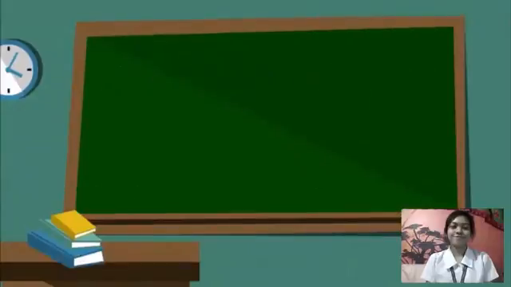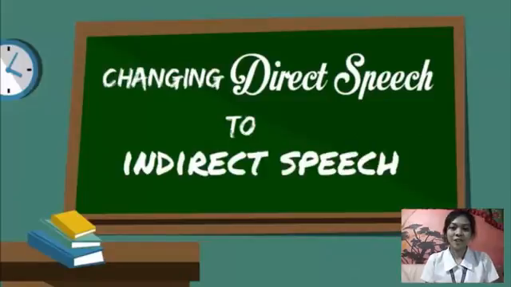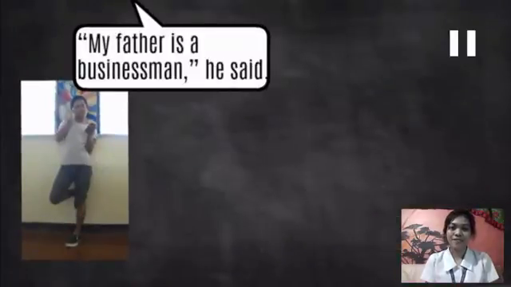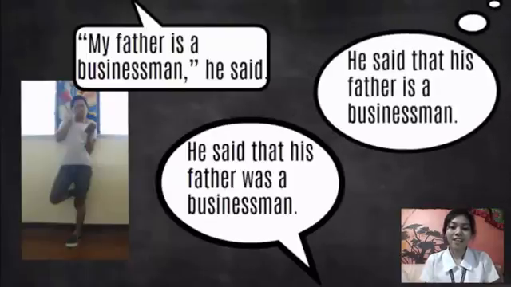Now that you have learned about the difference between the direct and indirect speech, let's now proceed to our next lesson. Changing direct speech to indirect speech. Let's take the first example. "My father is a businessman," he said. So it will be, he said his father was a businessman.